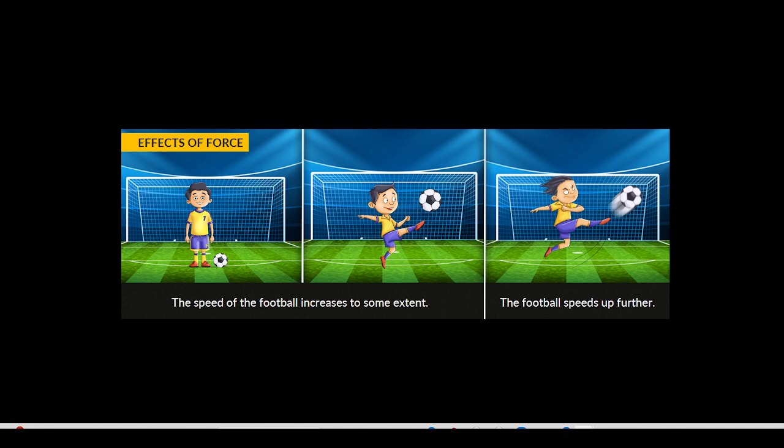Okay. So the speed of the football increases, like you said. The football will speed up even further if he kicks it harder, right? So from here, can you tell me what one more effect of force is?